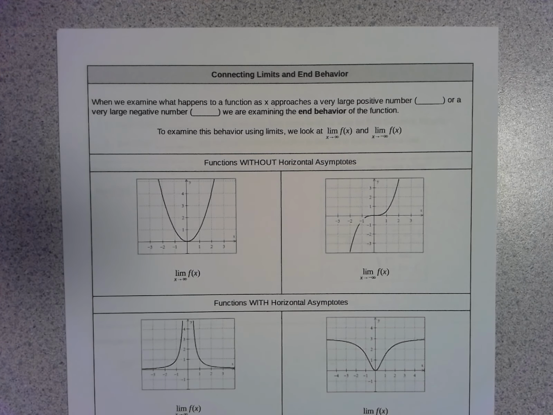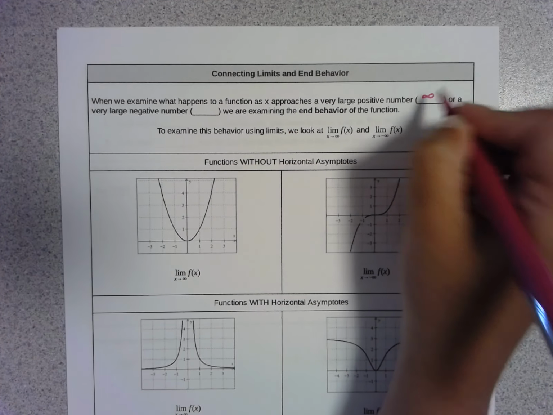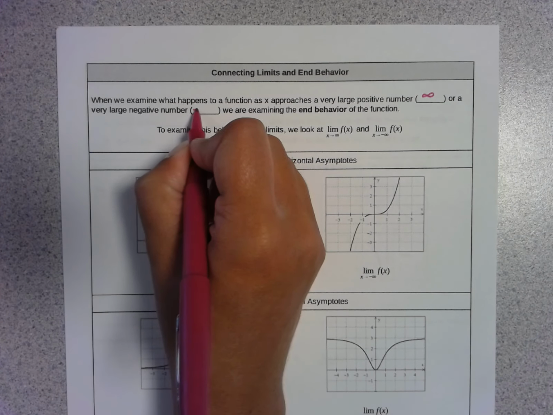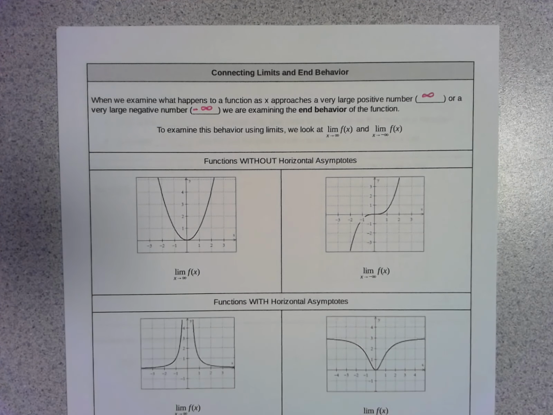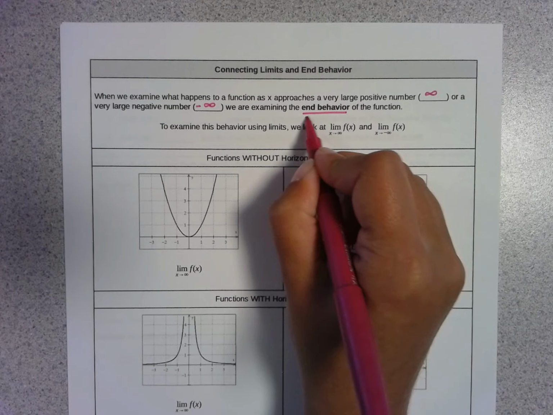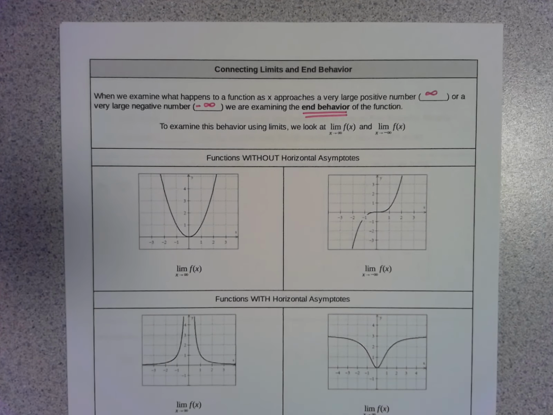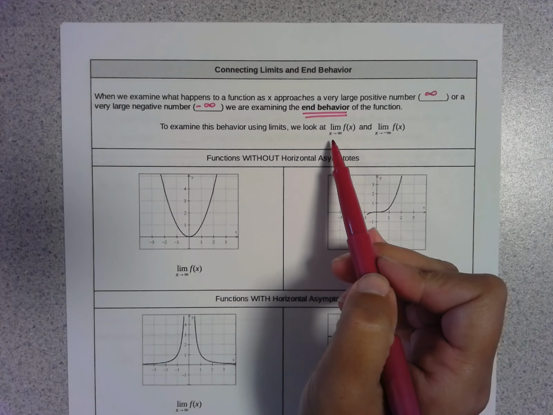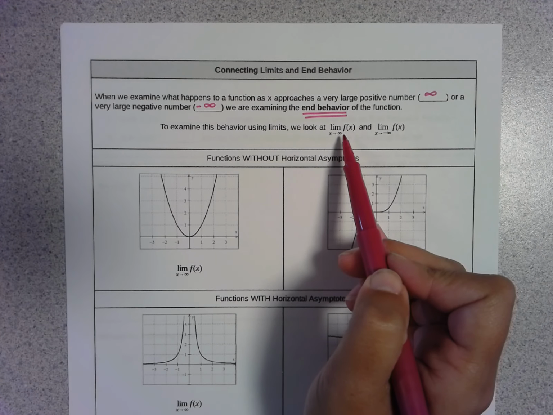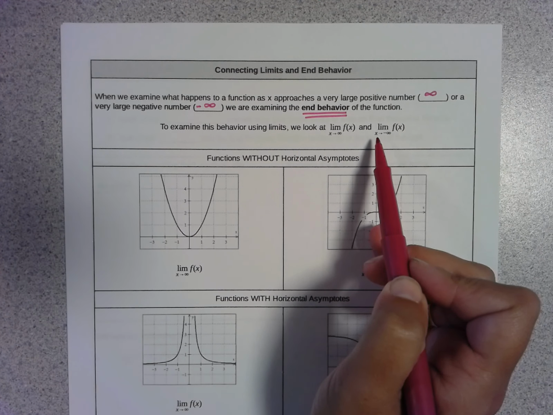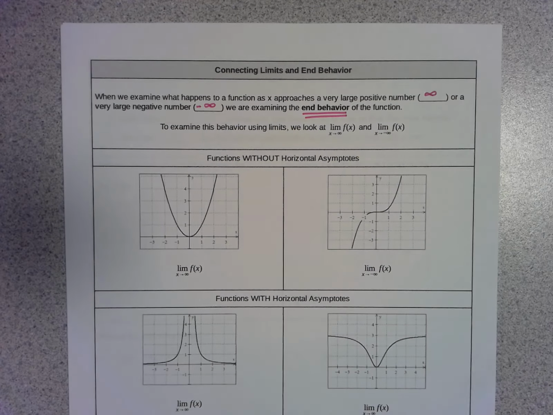When we examine what happens to a function as x approaches a very large positive number, for example, infinity, or a very large negative number, like negative infinity, we are examining something called the end behavior of the function. To examine this behavior using limits, we would look at the limit as x approaches positive infinity and the limit as x approaches negative infinity. Now, this can give us several different types of results.